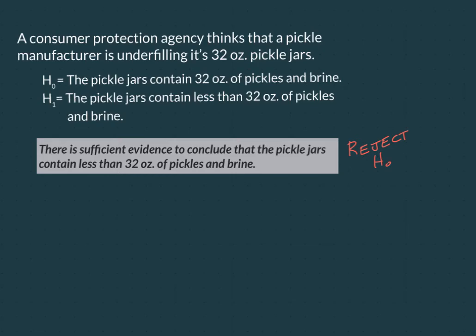Oh, but if you do that and you are wrong, if you made an error, what type of error have you made? You have made a type 1 error. It is a false alarm. It's not true, in reality, that the pickle jars contain less than 32 ounces of pickles and brine. But you don't know that, and your evidence suggests differently. When you're expressing this, that's why you say there is sufficient evidence to conclude. You're not saying absolutely there's less than 32 ounces of pickles in these jars, but there is sufficient evidence to conclude that the pickle jars contain less than 32 ounces.